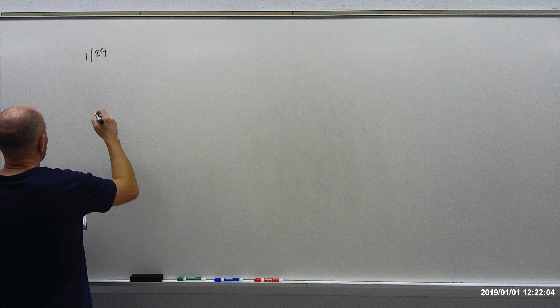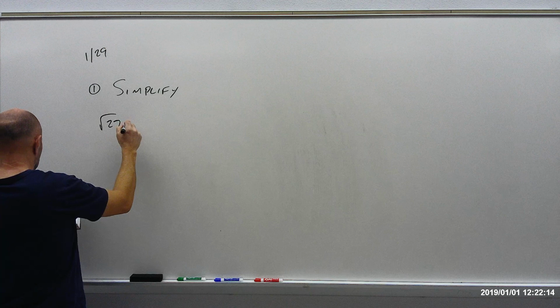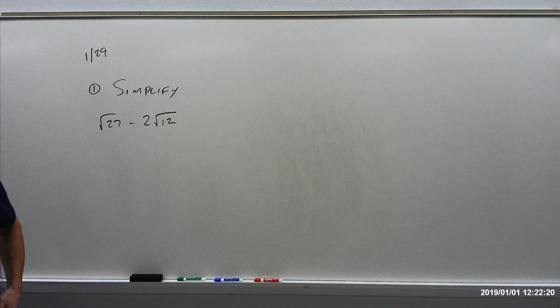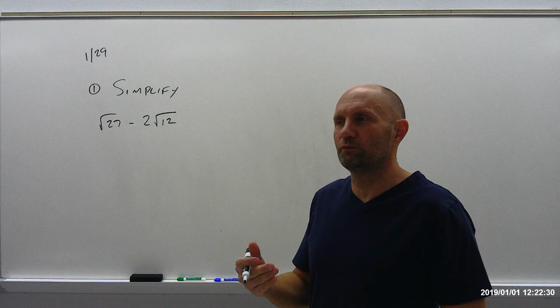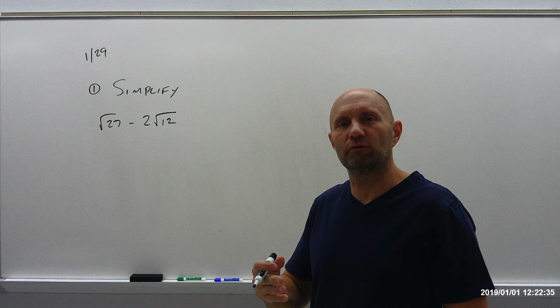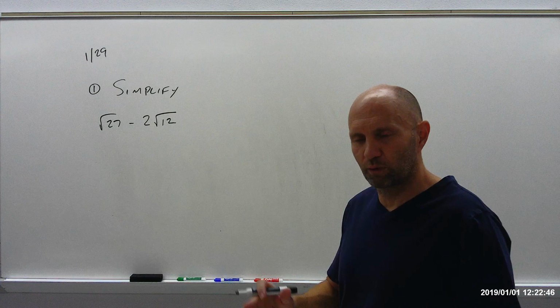So on the 29th, we had 3 problems. The first one, and this is our radicals and our exponents section, we wanted to simplify the square root of 27 minus 2 times the square root of 12. So if we are going to add or subtract radicals, what do we have to have? We have to have the same root, so I can't do square root of a number plus the cube root of another number. They have to be both square roots. They both have to be cube roots, etc. And second, I have to have the same radicand. Radicand is the value underneath of the root symbol, whether it's square root, cube root, etc.